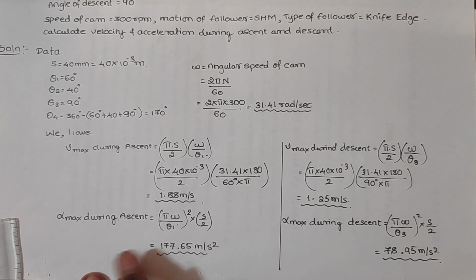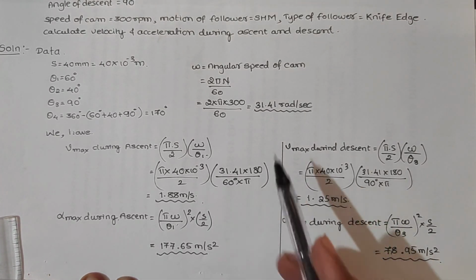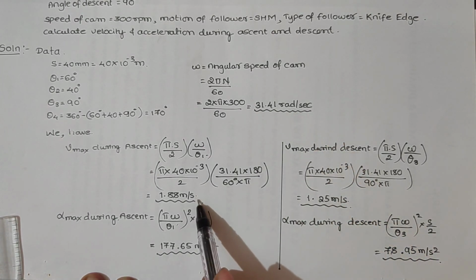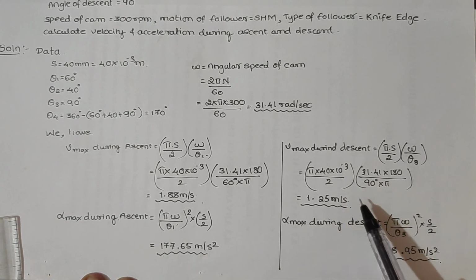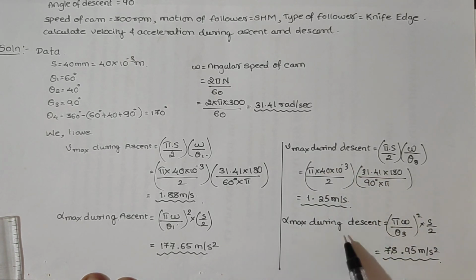So this is how we can find out. The main important things here we have to find out are the angular speed, the maximum velocity during ascent, the maximum acceleration during ascent, the maximum velocity during descent, and the maximum acceleration during descent, that is 78.95 meter per second square.